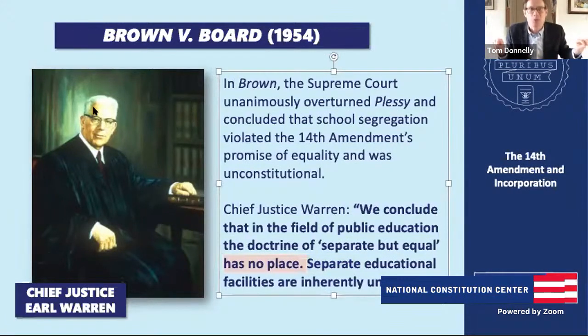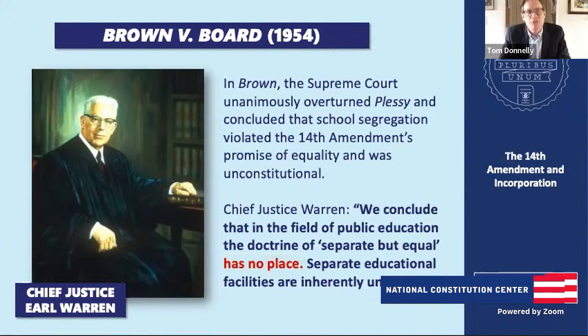Here's the key language from Chief Justice Warren. We conclude that in the field of public education, the doctrine of separate but equal has no place. Separate educational facilities are inherently unequal. What Warren's saying is that it doesn't matter if you have separate and equal facilities. They were never equal, but even if they were, the very act of separating out white students from African American students brands the African American students with a feeling of inferiority, and it promotes second-class citizenship for African Americans. Of course, that violates the 14th Amendment.